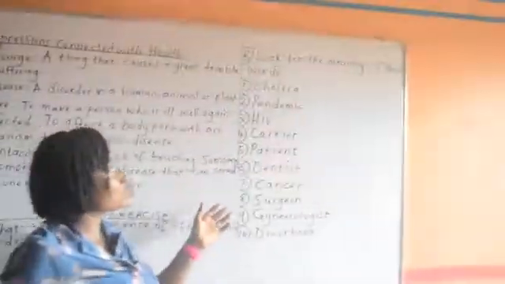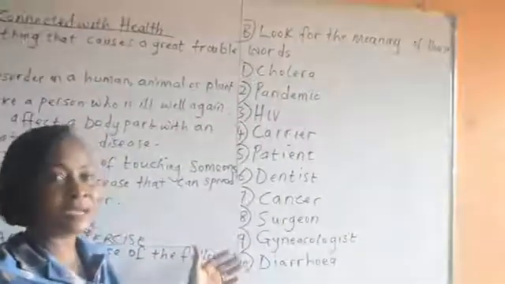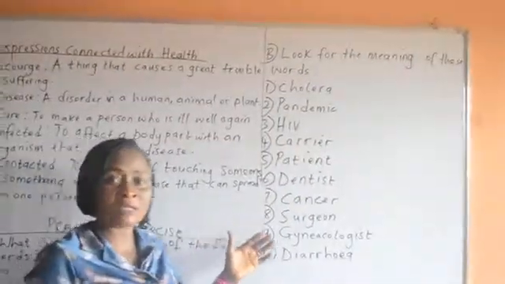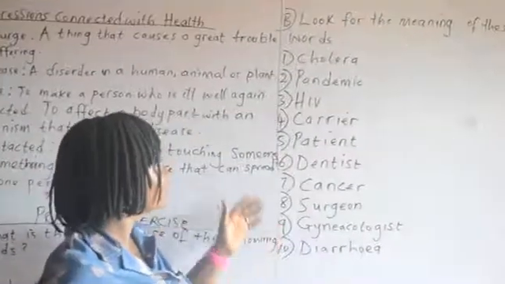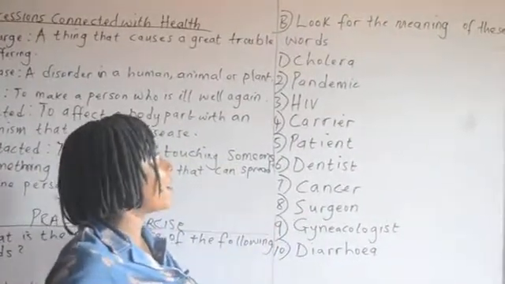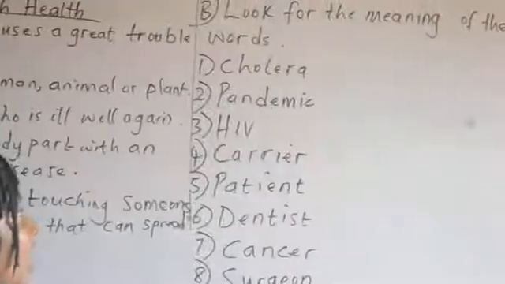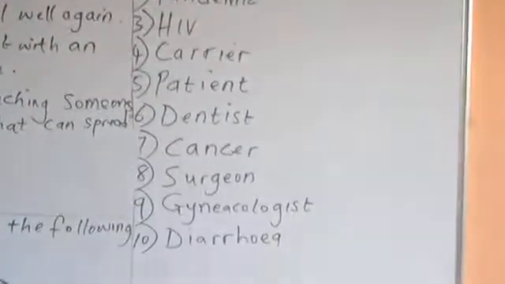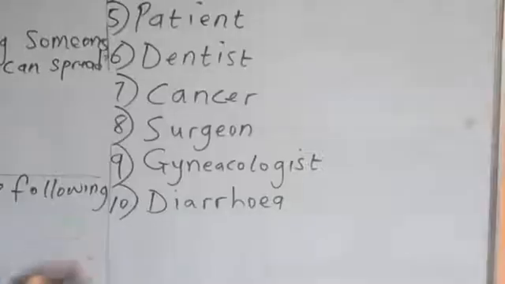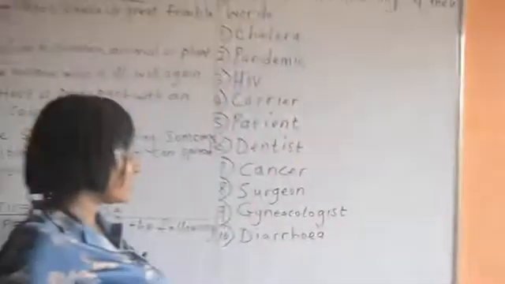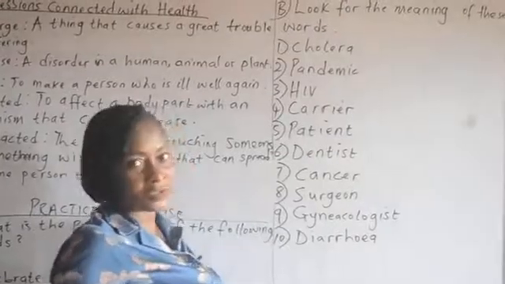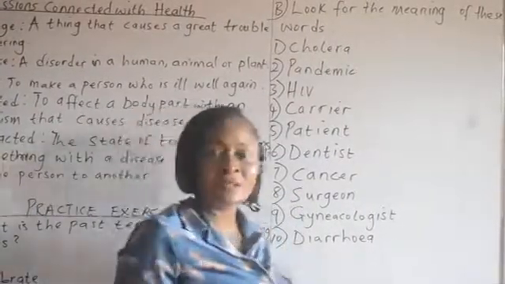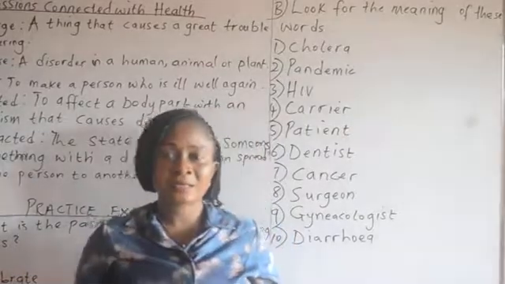And also you have to look for the meaning of these words that are connected to health. Number 1, cholera, pandemic, HIV, carrier, patient, dentist, cancer, surgeon, gynecologist, diarrhea. So please search for the meanings of these words, and if possible, you can make sentences with them.